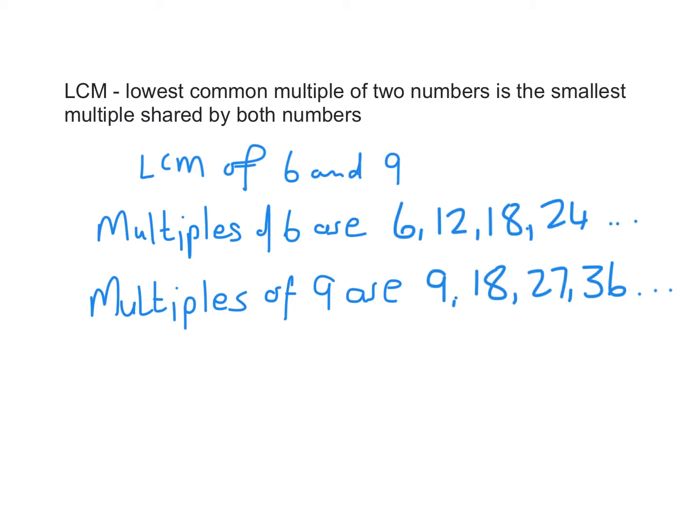So I need to find where my common multiple is, and I need to find the smallest one. Looking at these numbers over here, where is something that is similar? Well, I can find that 18 is exactly the same. Therefore, the lowest common multiple of 6 and 9 is 18, because it is the lowest common multiple in these two sets of numbers. There's nothing lower than 18.